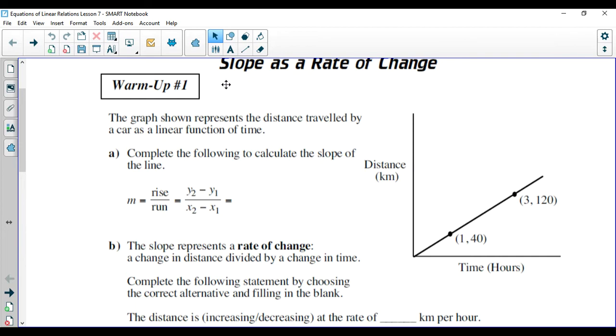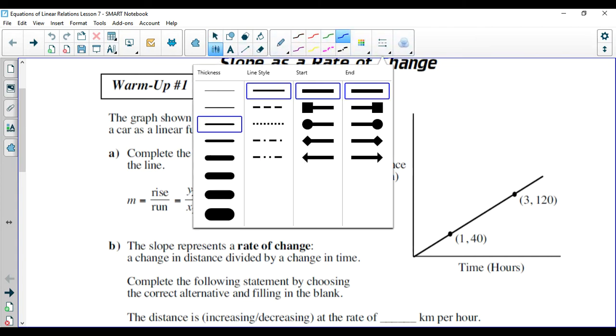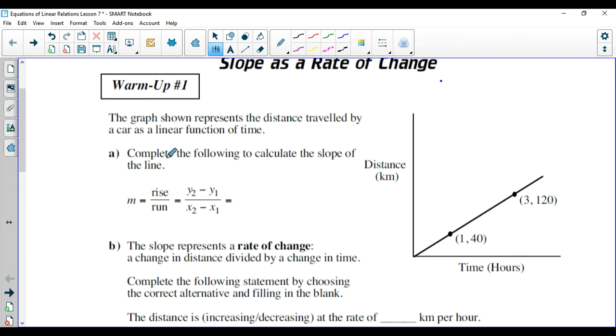So the first one says the graph shown represents the distance traveled by a car as a linear function of time. It says complete the following to calculate the slope of the line. If we go over to the graph here, we're going to use these 2 points to identify what the slope is. So this is point x1, this is y1, this is point x2, that's point y2.